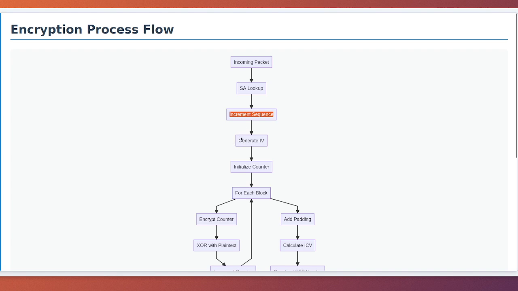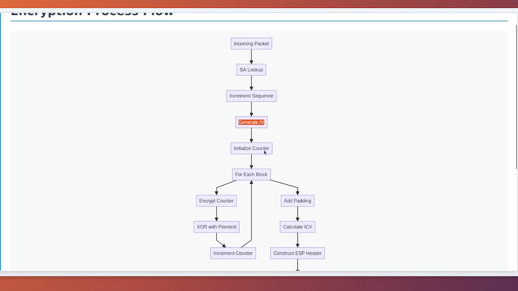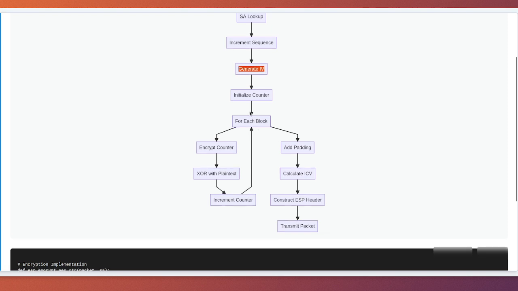Next, we generate the ESP header components. The sequence number is incremented from its last value. This must be done atomically to prevent race conditions in multi-threaded implementations. The SPI from the chosen SA is placed in the header, and we construct the initial counter value using the nonce derived from the SPI, the current sequence number, and setting the block counter to 1.